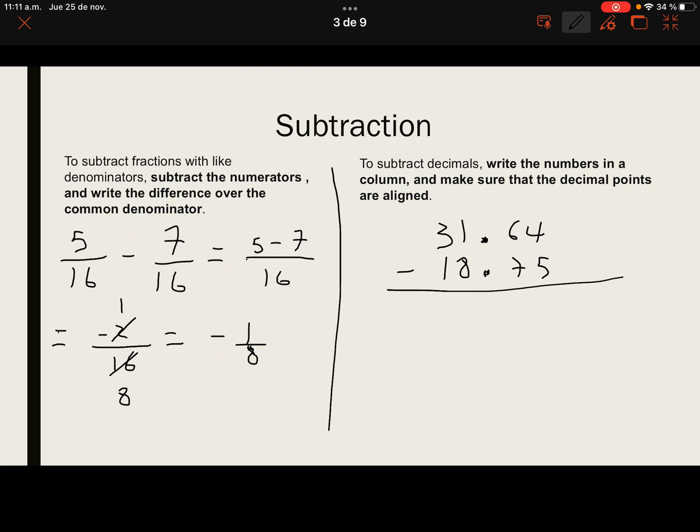4 minus 5 is not possible, then it is 14. 14 minus 5 is 9. Okay, this 6 now is not 6, it is 5. 5 minus 7 is not possible, then it is 15 minus 7, and 15 minus 7 is 8. And then 1 is no longer 1, it is 0 now, and 10 minus 8 is 2, and this 3 is not 3 anymore, now it is 2, and 2 minus 1 is finally 1. Then the answer is 12 and 89 hundredths. Remember, the decimal point must be aligned.